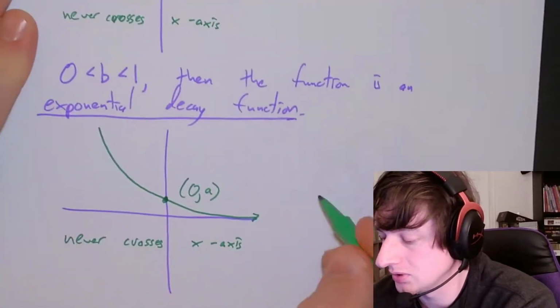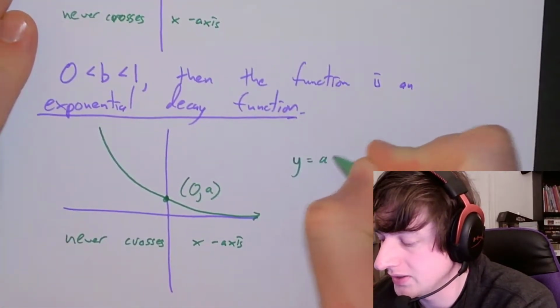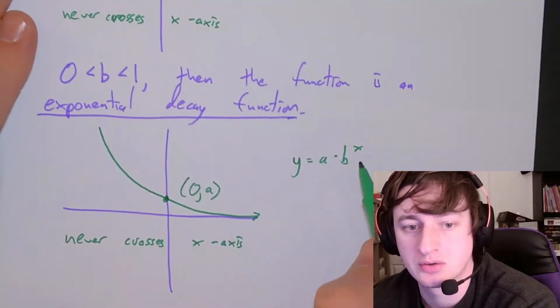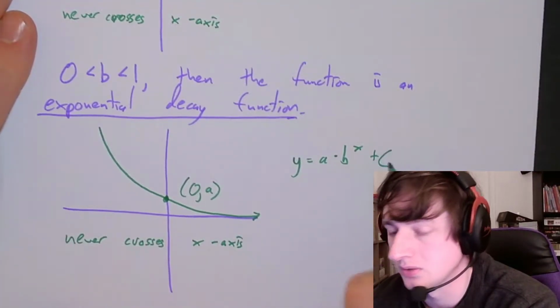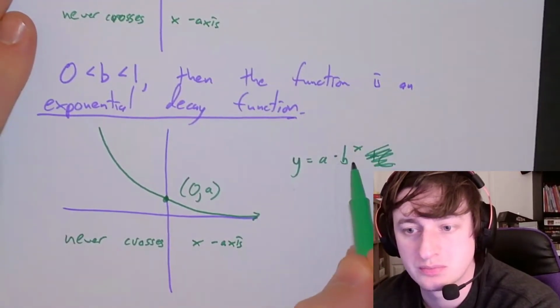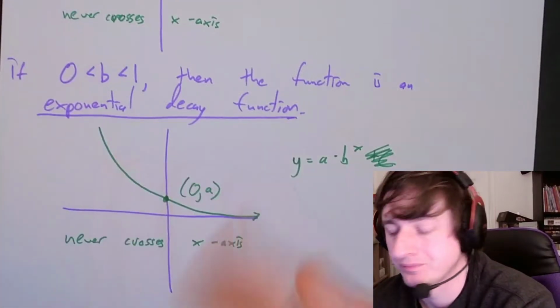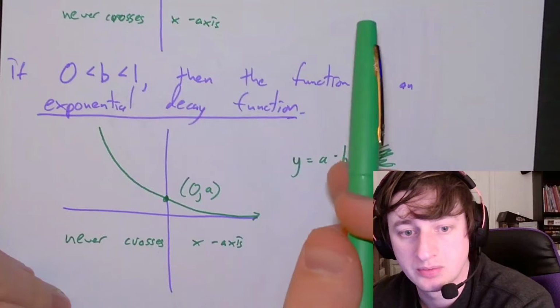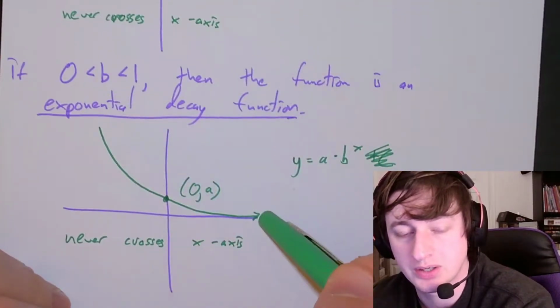But just y equals a times b to the x, this by itself does not cross the x-axis. You need like a plus c. We're not going to do that right now. So just two numbers and then an x. Okay, so growth goes up to the right, decay goes down to the right.